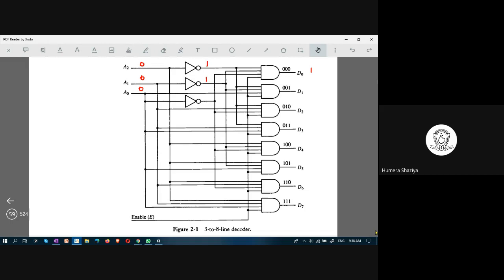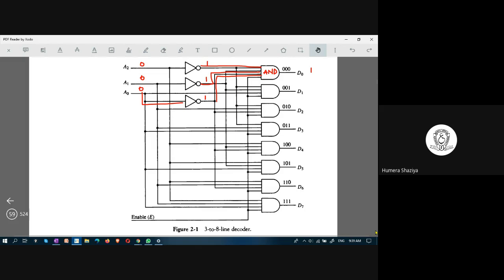This way it is 1, and then you are passing this here, and this one here. You are converting these zeros into ones and giving ones as input to this AND gate. This is an AND gate. Then what happens? Obviously, D0 would give a value of 1. All the others would give 0 because it is an AND gate.